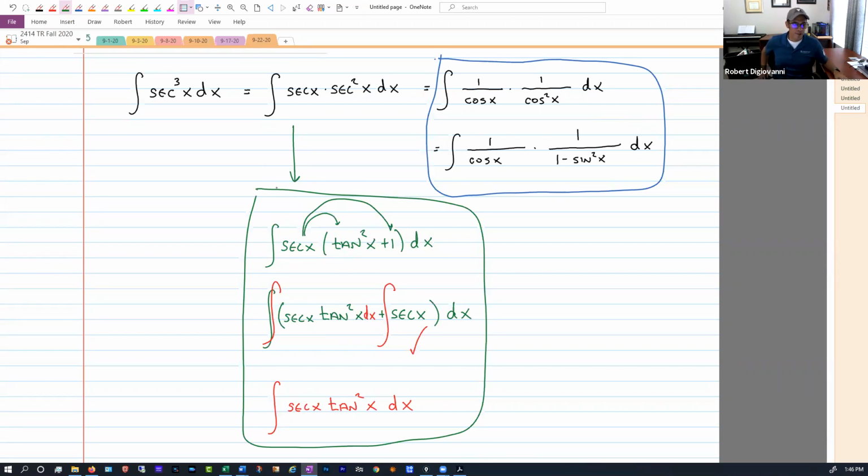Any other paths you want to go down? Somebody have any other suggestions here?